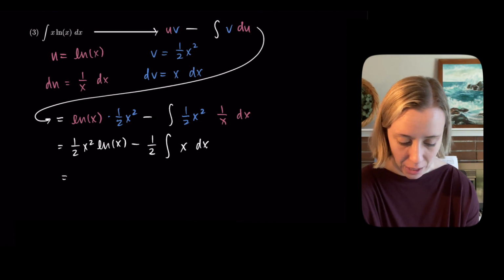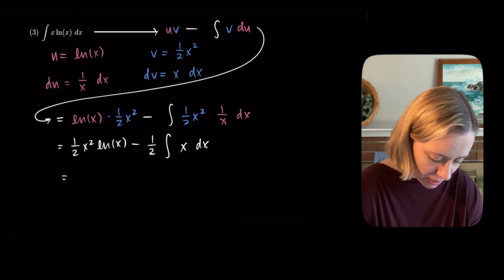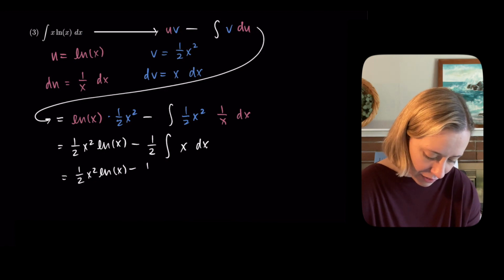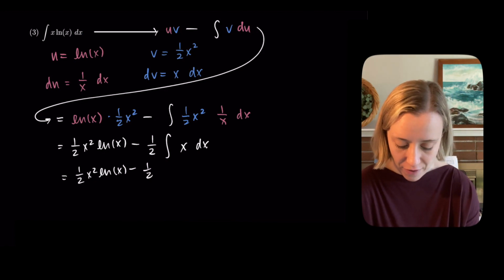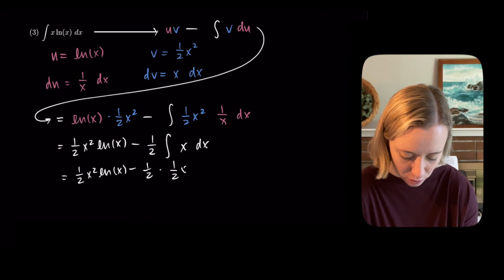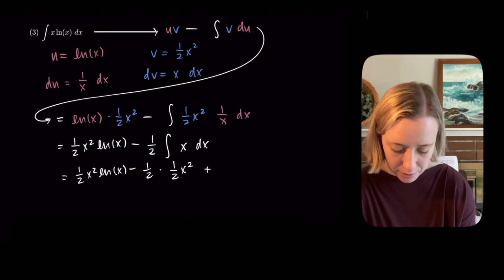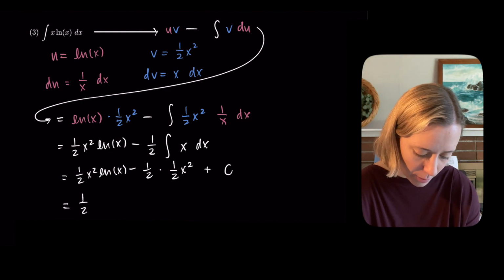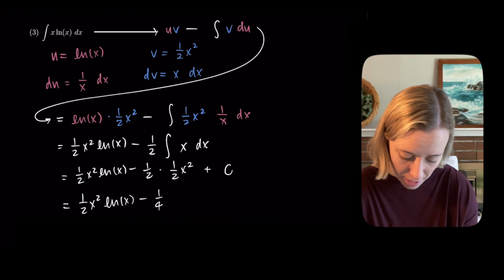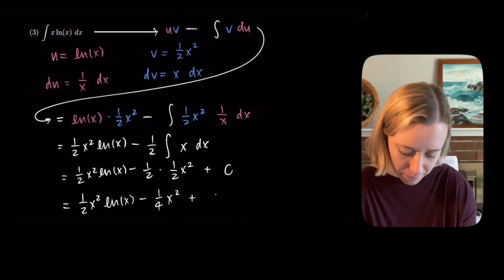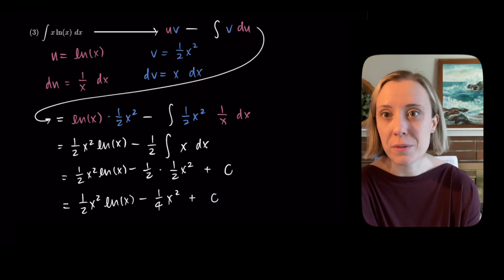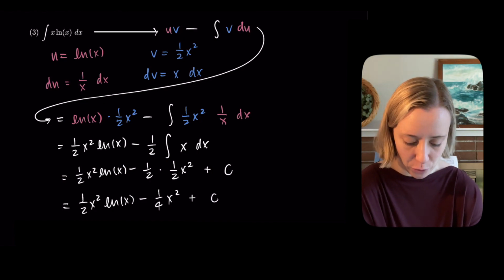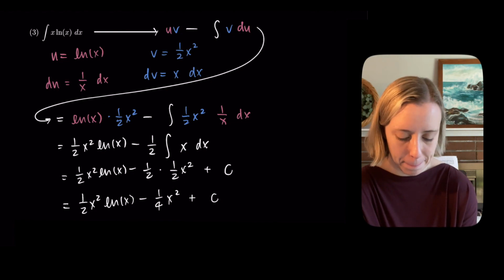Pretty cool. Okay, so when we do this, we get 1/2 x squared ln x, then we subtract 1/2, and we do this integral. The integral of x is just 1/2 x squared, and then we'll have our plus c. So altogether, I'm getting 1/2 x squared ln x minus 1/4 x squared plus c. And there we go. So the integration by parts worked. It got us to an integral we could solve when we did a substitution.